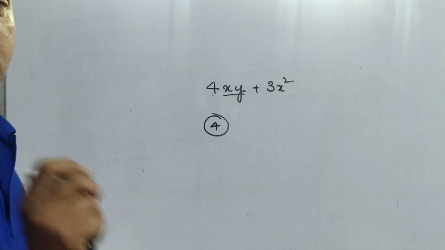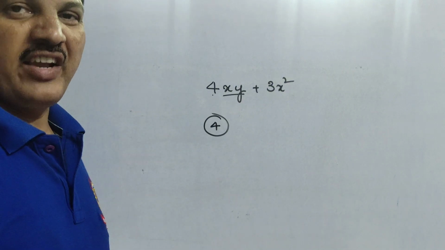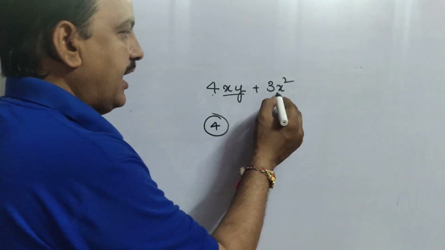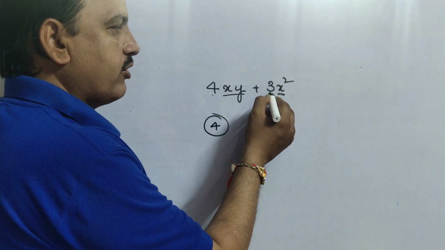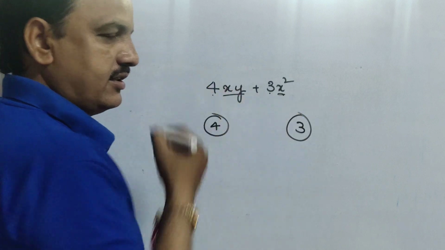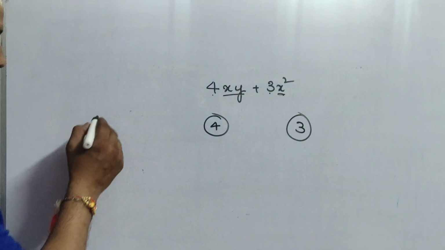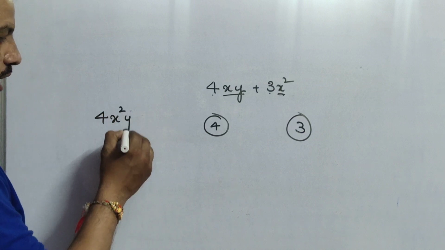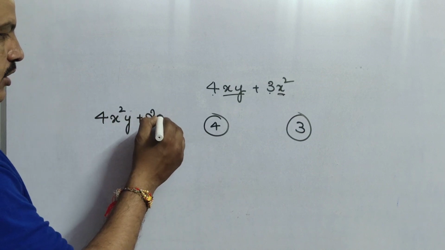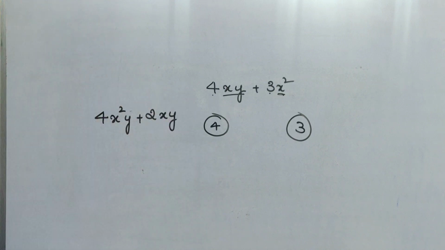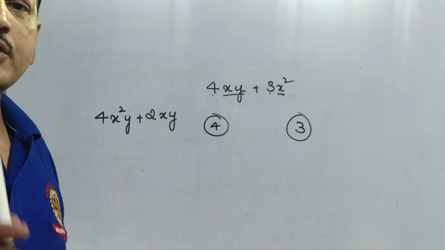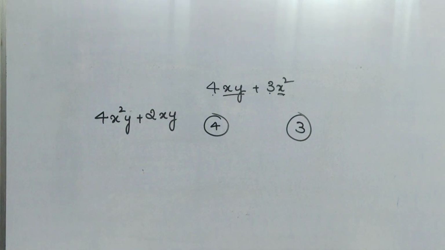Here, suppose the question asks what is the coefficient of x square. In this question, what is the coefficient of x square means you leave x square. What is the x square coefficient? 3. So you have to write the answer like this. Next. Again, they may ask very cleverly, so listen very carefully: x square y plus 2xy. How will they ask the question now? What is the coefficient of x square? They will always make you confused.